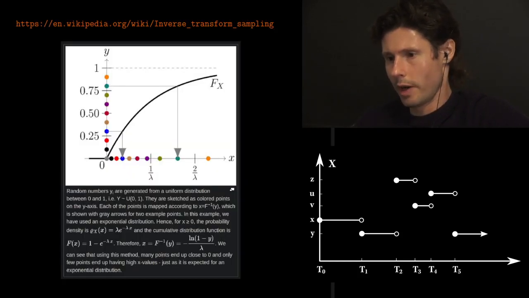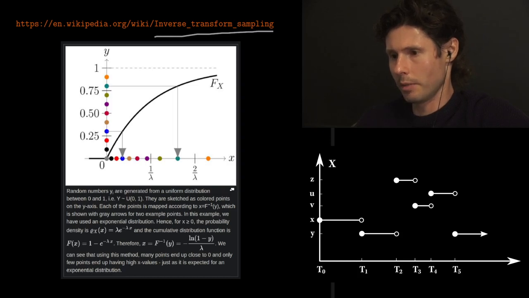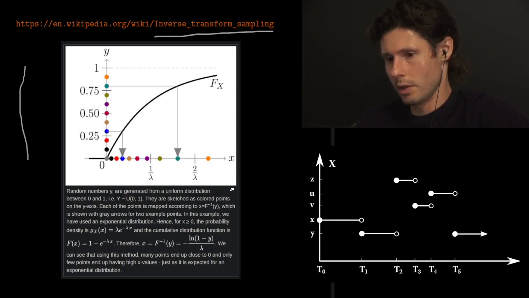Here's a picture of how this works. This is taken from Wikipedia. They call it inverse transform sampling. I called it inversion sampling. It's kind of similar. It goes by a few different names. You can see that the CDF is an increasing function, which is what it is. Its range is 0 to 1, so there's the range.